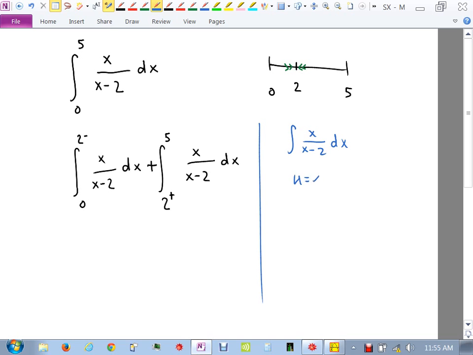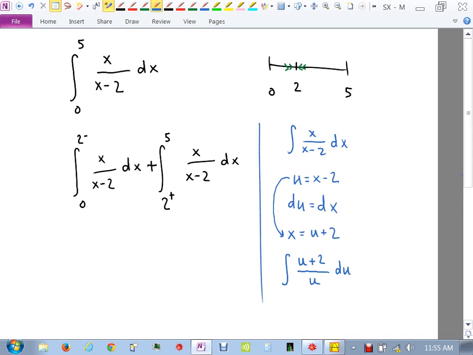How about u is equal to x minus 2? du then would be dx, but then x is u minus 2, or plus 2, thank you. That's just solving this for x. So the new integral becomes on top, u plus 2, on the bottom, u, and then du.